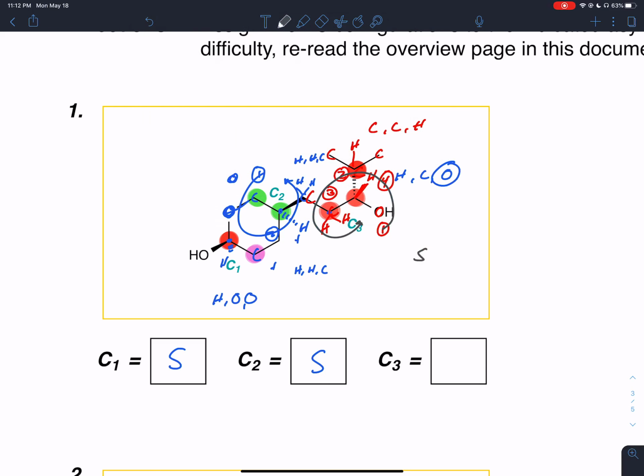That is counterclockwise, so it looks like it's S. But notice how the lowest priority hydrogen is on the solid. We are going to have to flip what we see, and the correct configuration is the R configuration.